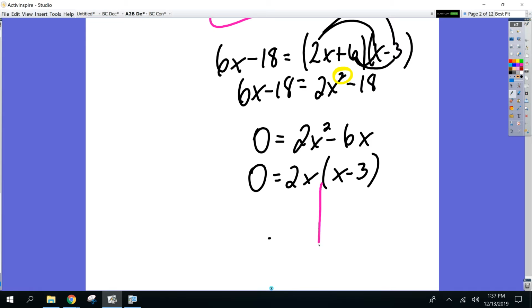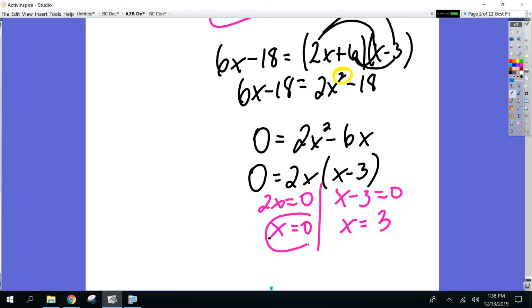I don't know if you guys ever did this. Put the line down. x minus 3 equals 0. And on the other side, 2x equals 0. What's the x value over here? 3. And over here, divide both sides by 2. x equals 0.